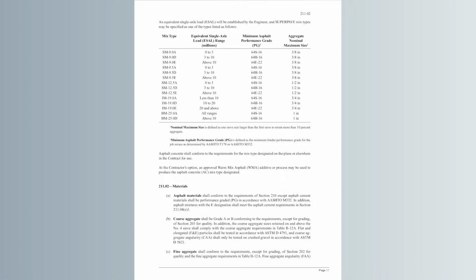In 211.02b, under coarse aggregates, it will tell you that you need to run flat and elongated as well as your coarse aggregate angularity. Those are done on the aggregate sizes retained on or above the number 4 sieve. Our fine aggregate is letter C, and that talks that you need to do your fine aggregate angularity according to AASHTO T304 method A, and your sand equivalency, which is AASHTO T176.